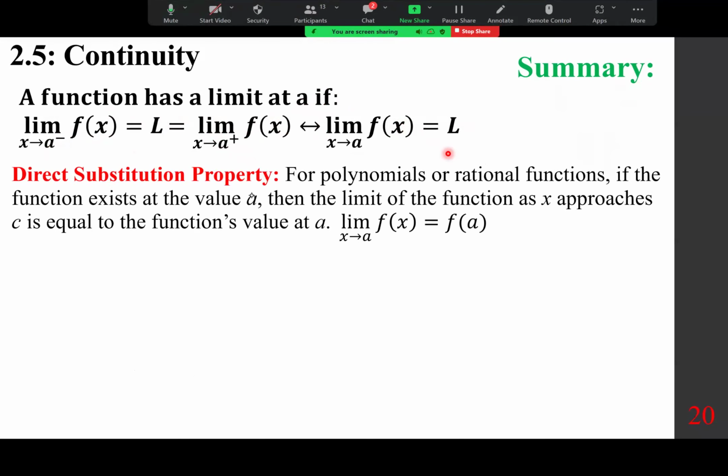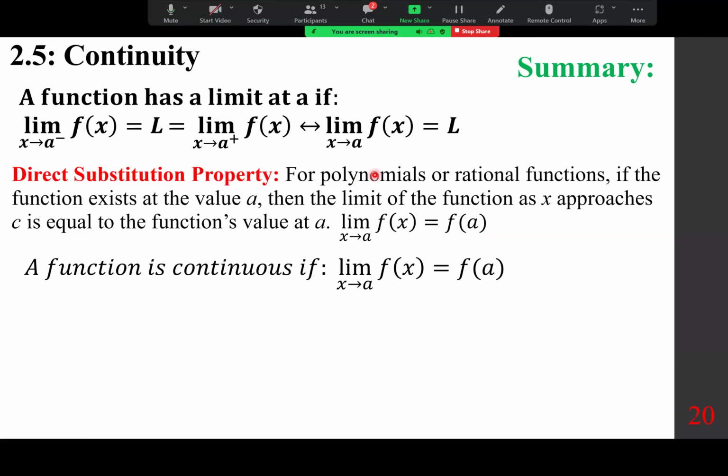Direct substitution property for polynomials or rational functions. If the function exists at the value a, then the limit of the function as x approaches a is equal to the function's value at a. In other words, the limit of f of x as x approaches a equals f of a. In short, every function that we have studied in pre-calculus is continuous in its domain, as long as we know the domain of the function. For example, for polynomials, the domain would be all real numbers, okay?